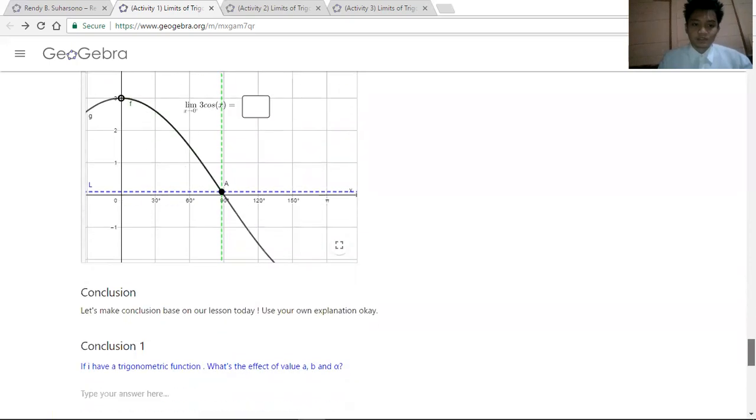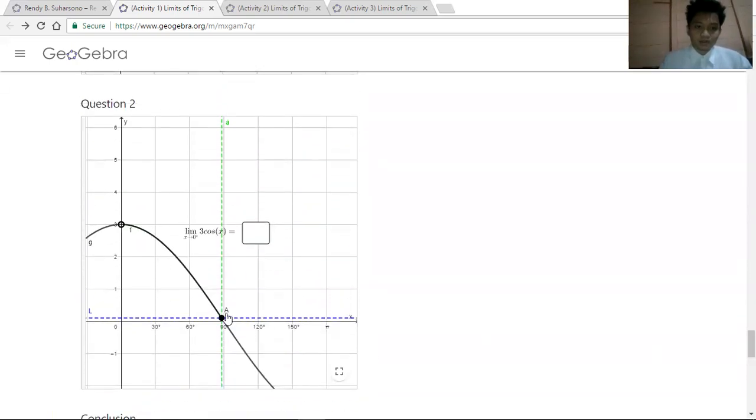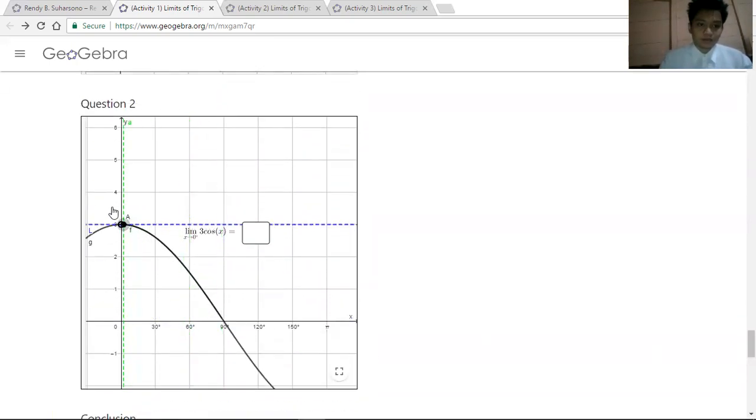Next, question 2. Here's the graph and type 3. It's correct.